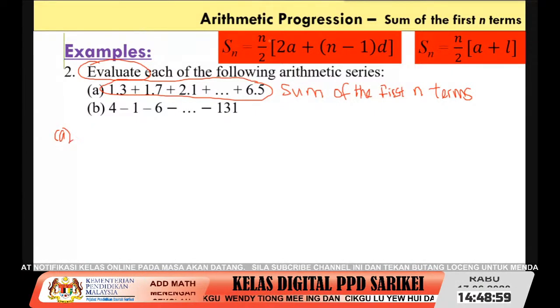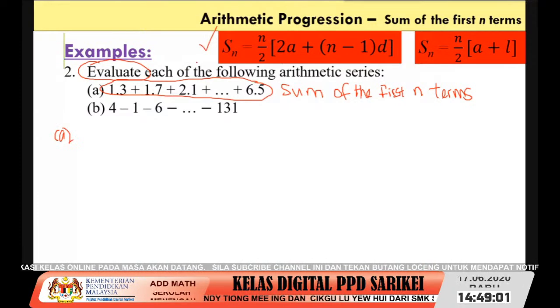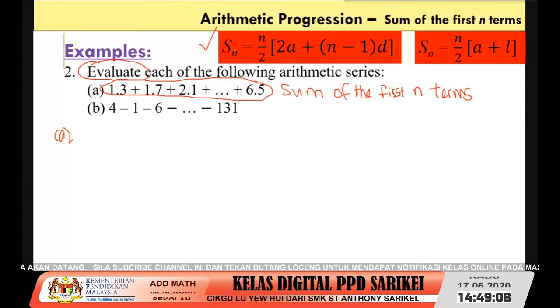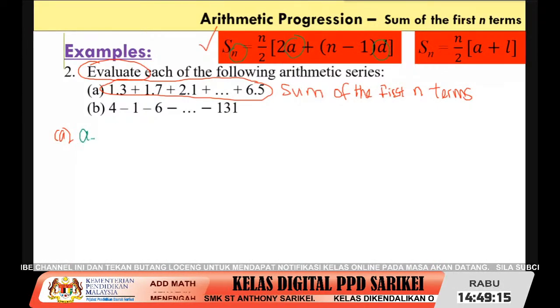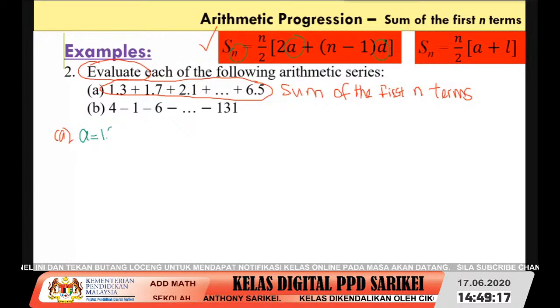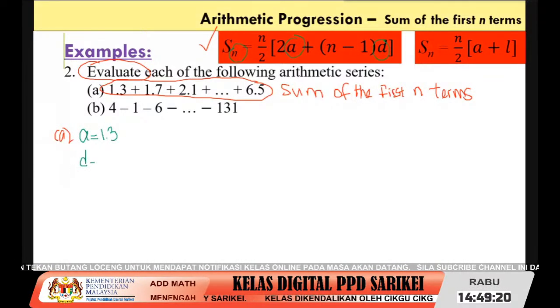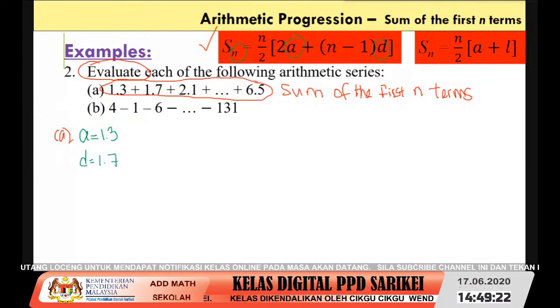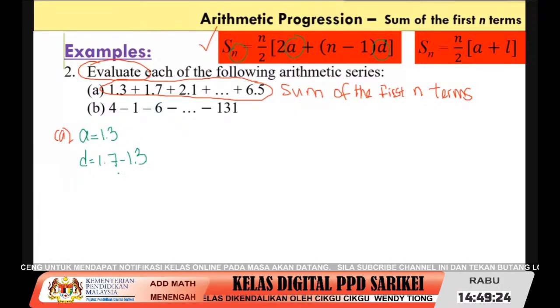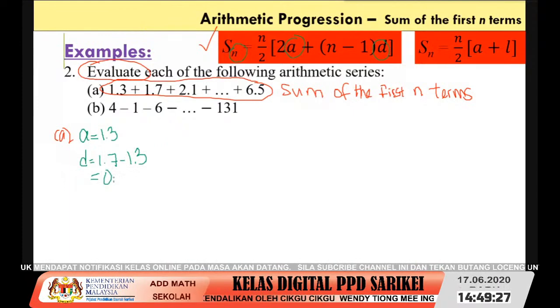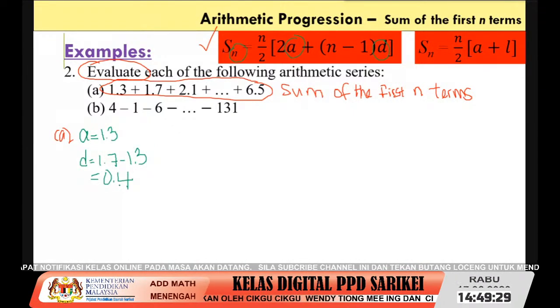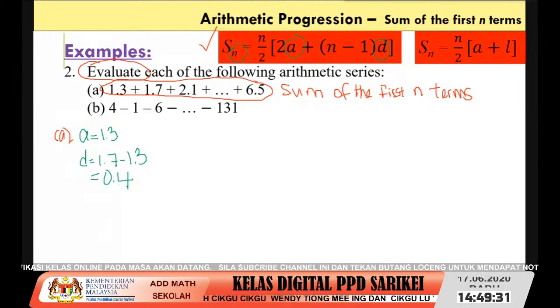So use the formula. Okay, we try this formula first: Sn equals n over 2 times 2a plus n minus 1 d. For a question like this, we must know the value of n, the value of a, and the value of d. So our a is 1.3. And d is 1.7 minus 1.3, which equals 0.4. Have you noticed where my mistake is?